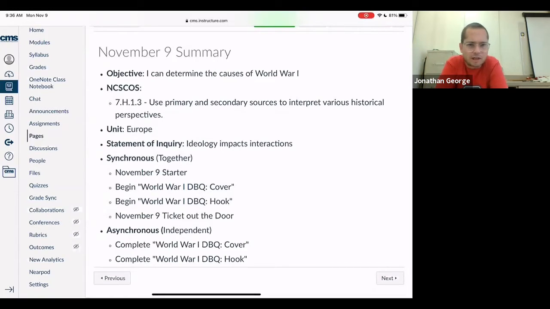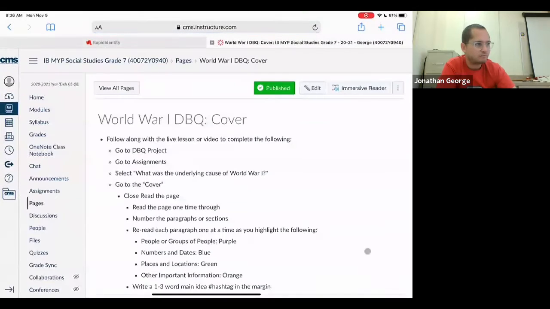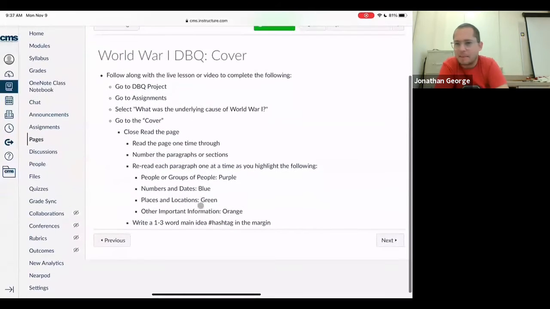So synchronous work is the starter. We're going to begin World War I DBQ cover, World War I DBQ hook, and then the ticket out the door. Your asynchronous work is to complete the cover and the hook. Again, this page is your ticket out the door, so you need to make sure that you are aware of that. Okay, everybody, let's get after it.